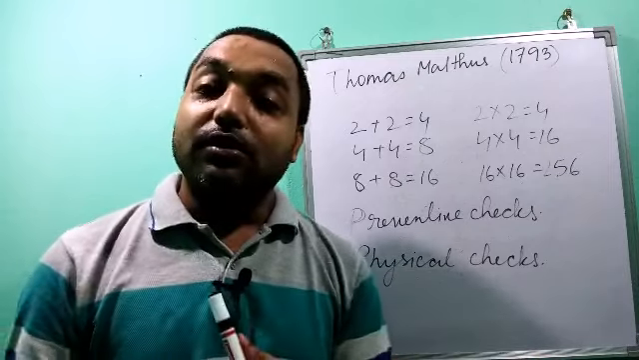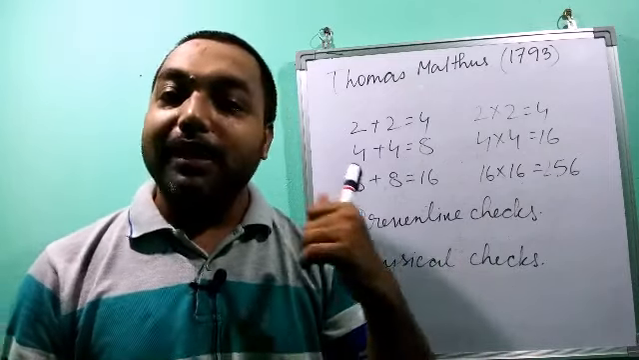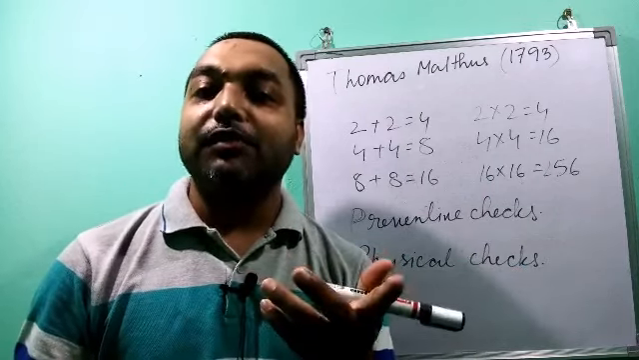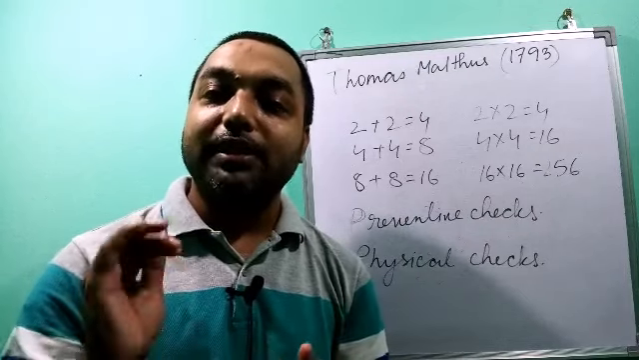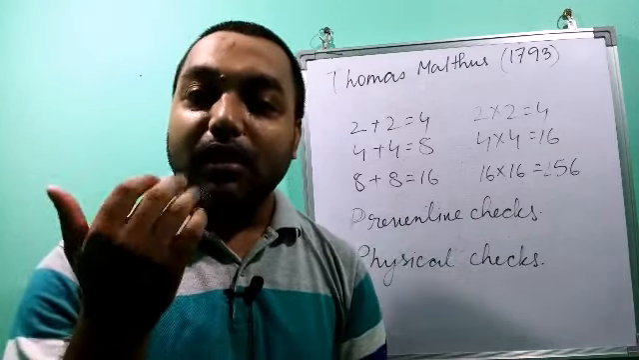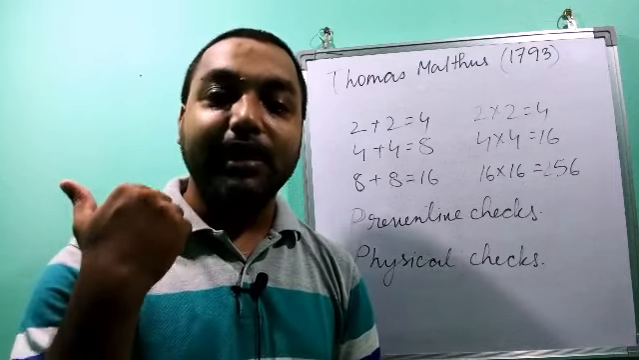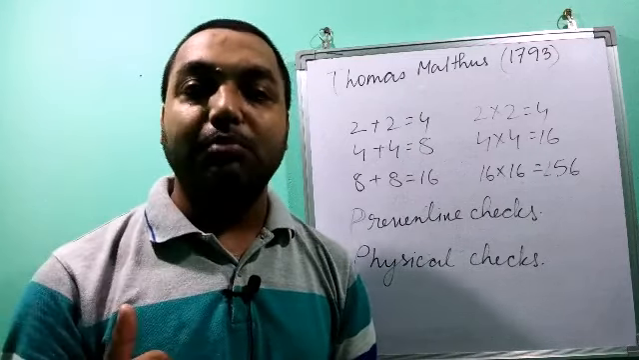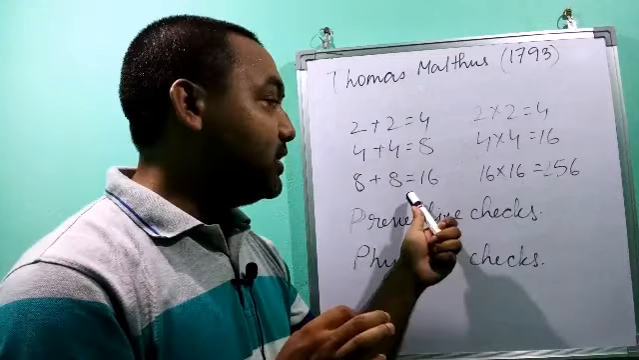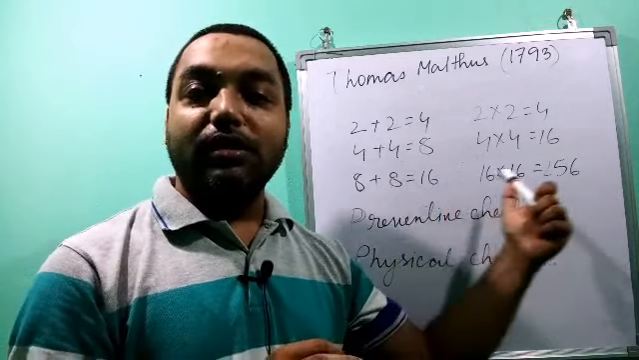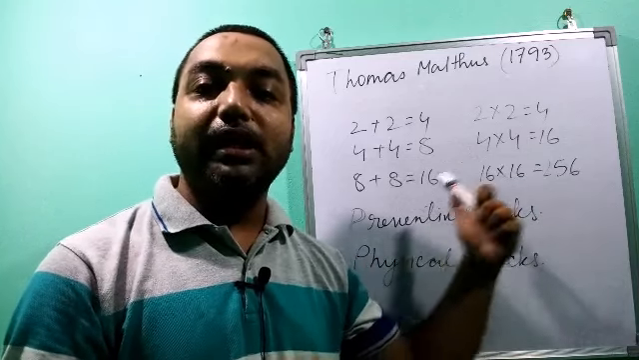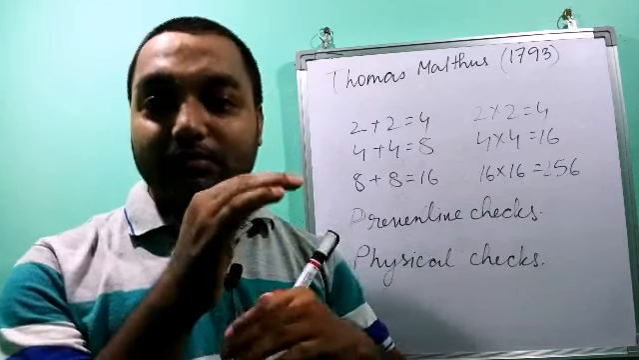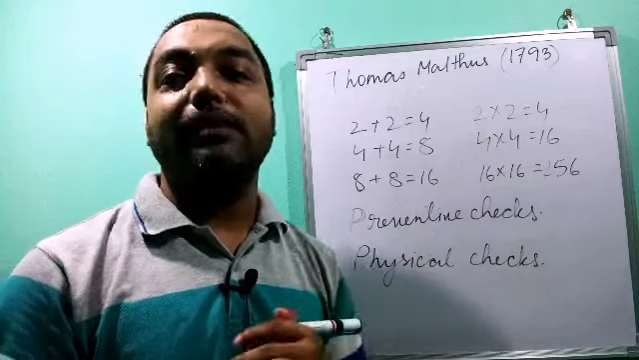Then the physical check. If we don't control the population by preventive check, then what will happen? Nature will do something to control the population by itself. It may be by creating tsunami, flood, famine, or other kinds of diseases. Many things may happen which will bring down the population, because these two should always be equal: resources and population. If they are not equal, then obviously nature will do a physical check, reduce the population and make both of them equal. Thank you.